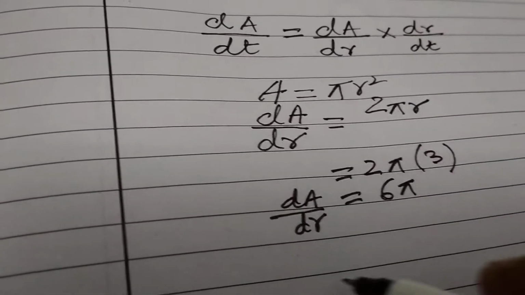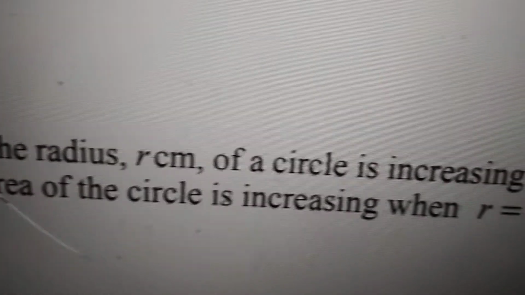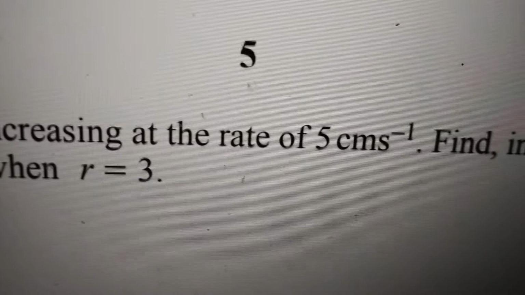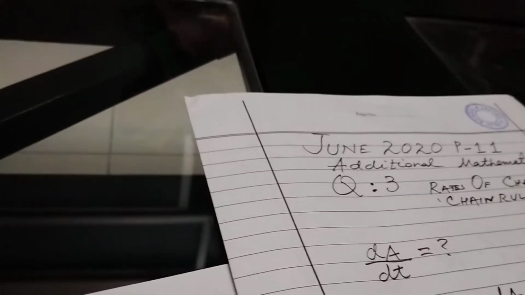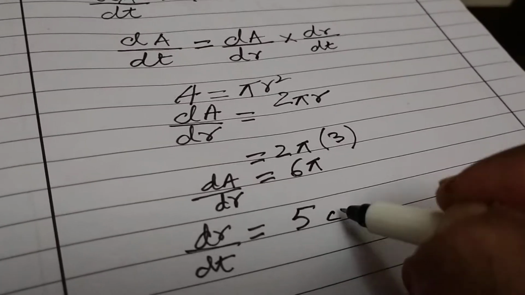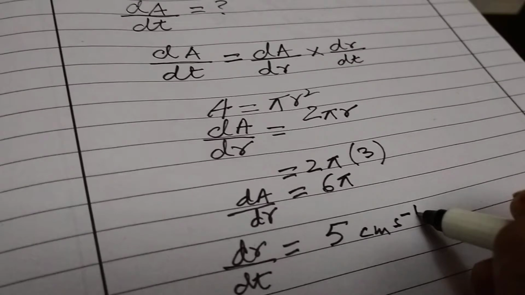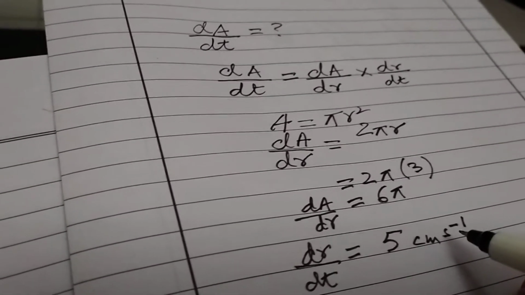Now the thing which is given is dr upon dt. It's given in the question, and where is it given? Over here, the radius of a circle is increasing at the rate of 5 centimeter per second. So I write over here 5 centimeter per second. S to the power minus 1 means per second.